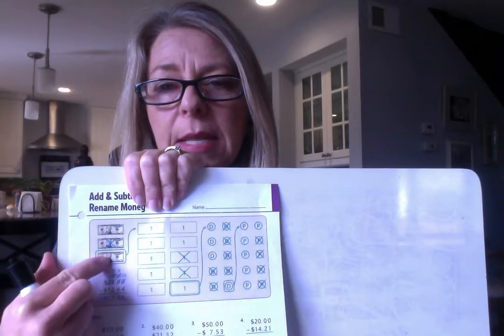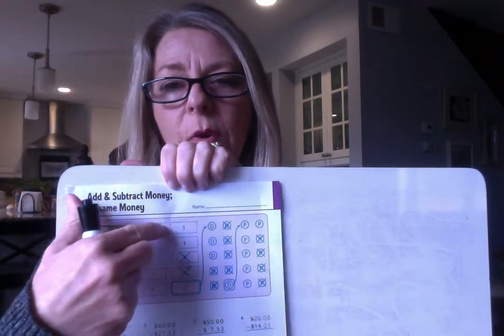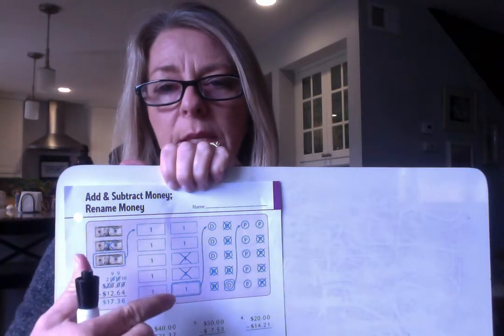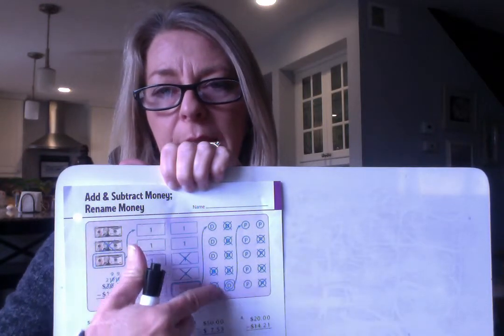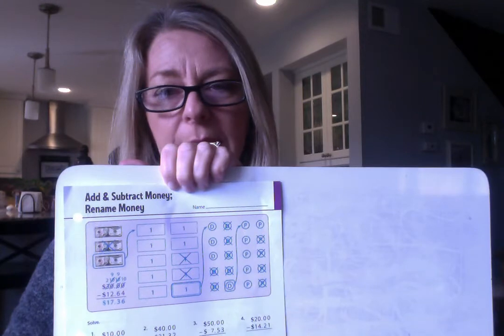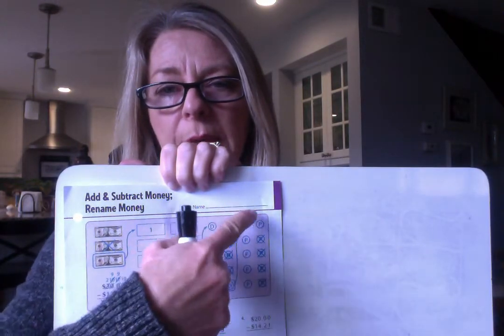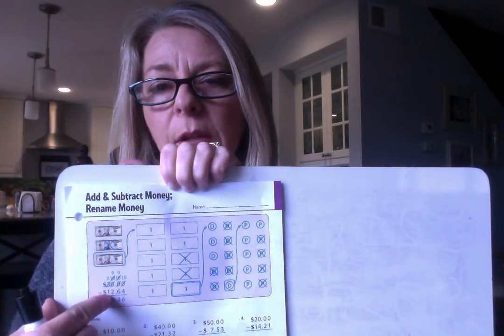So what they did is they took one of the $10 bills and they changed that into 10 ones, just like we did in the problem before. Then they took one of those $1 bills and changed it into 10 dimes, right? Just like what we did. Then they took one of their dimes and changed it into 10 pennies, just like we did. Now they're going to go ahead and subtract their $12.64.